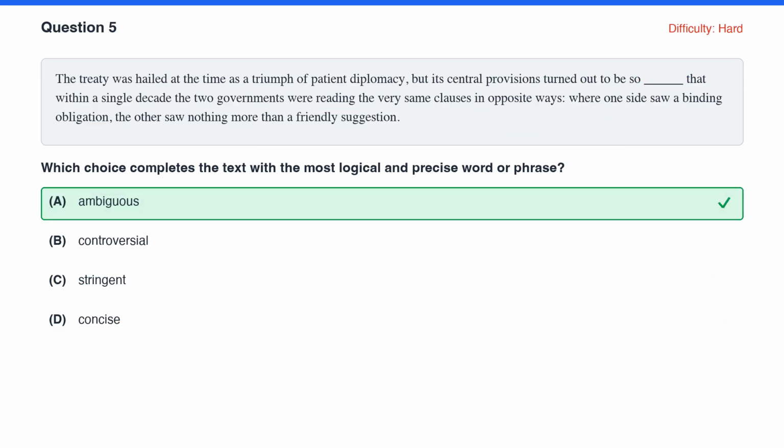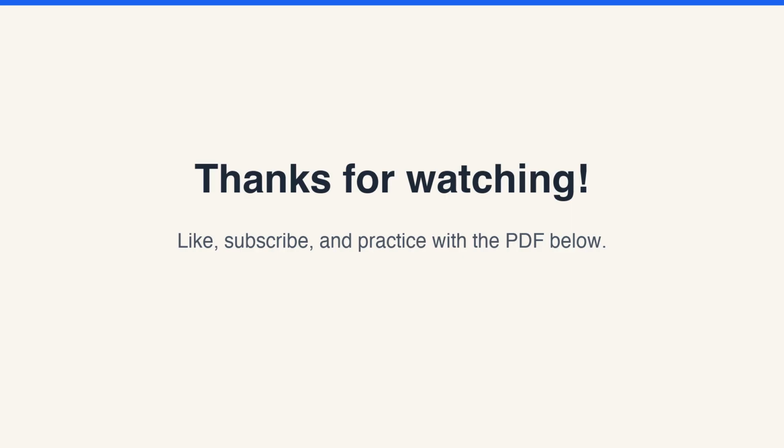Ambiguous wins on precision. 3 choices were in the neighborhood. Only ambiguous matched the exact defect the colon described. That is the whole game on the hard ones. Predict, then pick the closest word, not merely a close one. That's the method. Cover the choices and circle the signal, predict in plain English, then match and plug it back in.